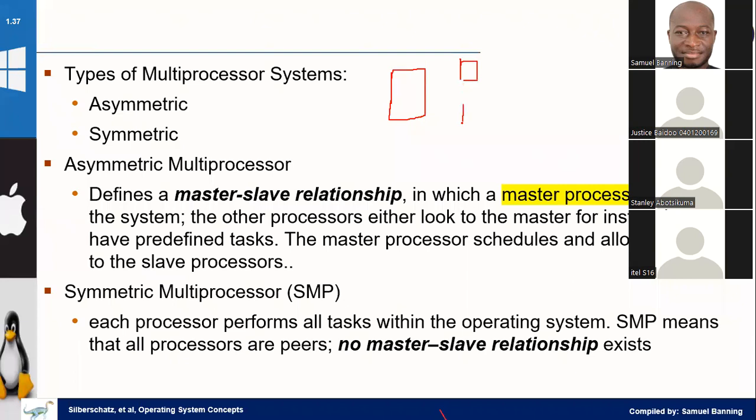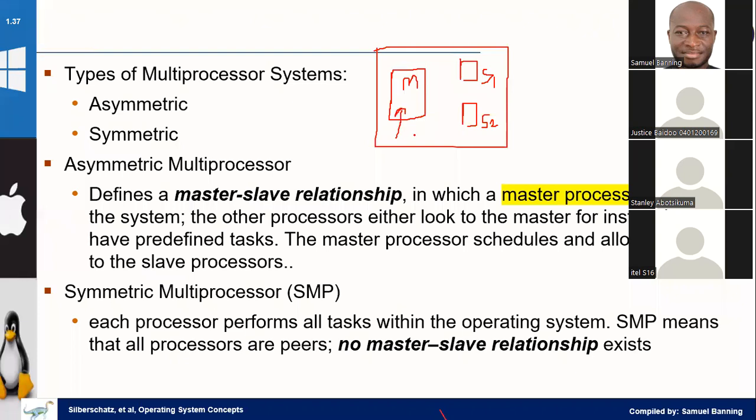Suppose this is one computer with 3 processors using the asymmetric configuration. One of the processors acts as the master, then the rest will act as slaves. So this is slave 1, this is slave 2. Even though there are 3 processors, one of them will act as the master processor. The operating system will usually communicate only with the master processor.